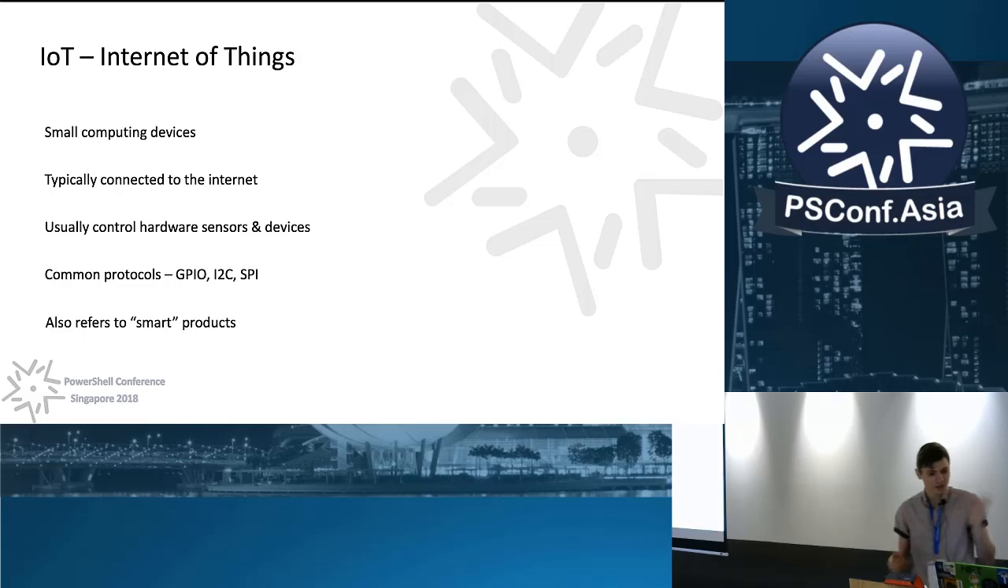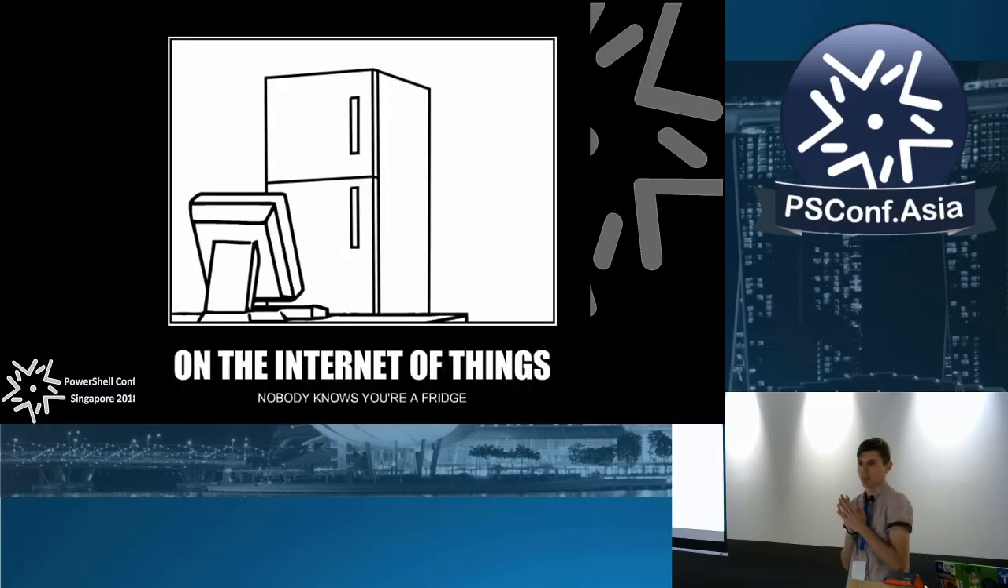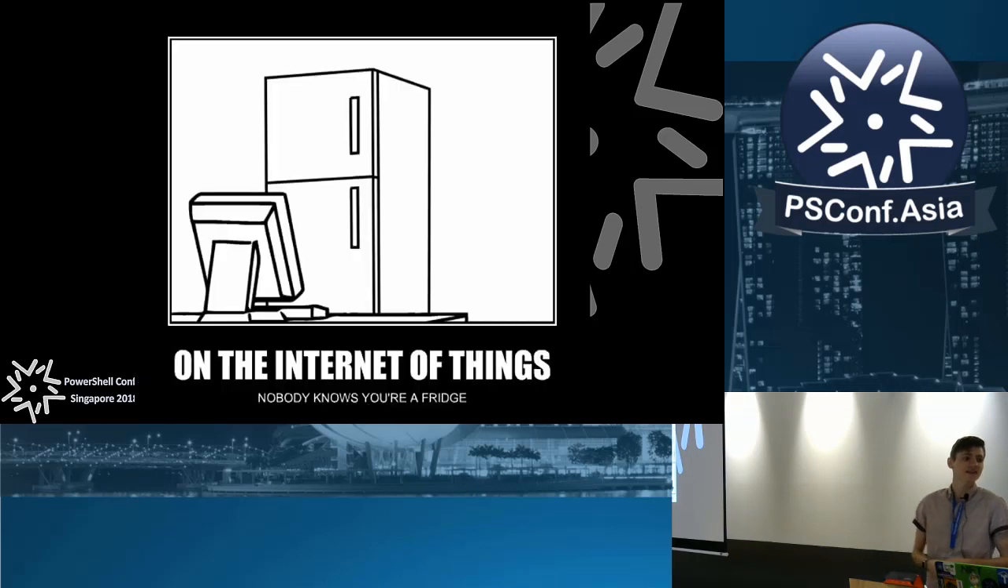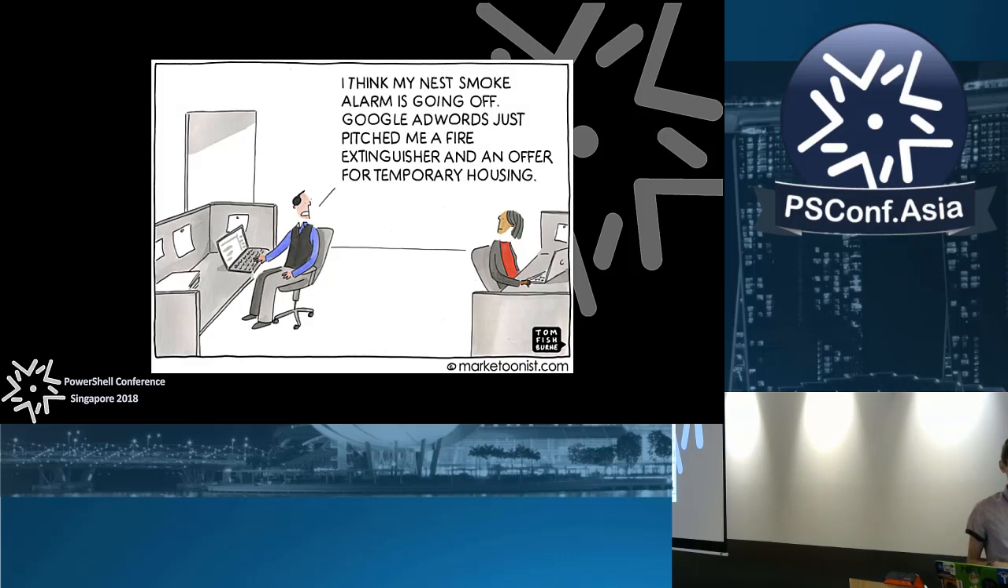And then in the Internet of Things space, we also have these things called smart products. You think smart refrigerators, smart toasters. Smart refrigerators on the Internet of Things. No one knows if you're a fridge. And then smart thermostats. I thought this was pretty funny. I think my Nest smoke alarm is going off. Google AdWords just pitched me a fire extinguisher and an offer for temporary housing. There's just a ton of really funny IoT jokes out in the wild.